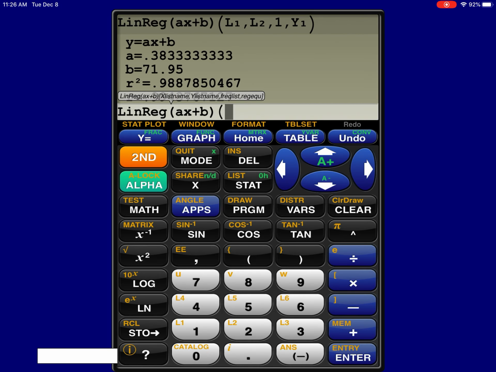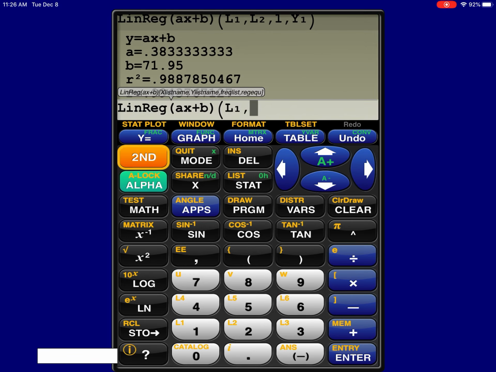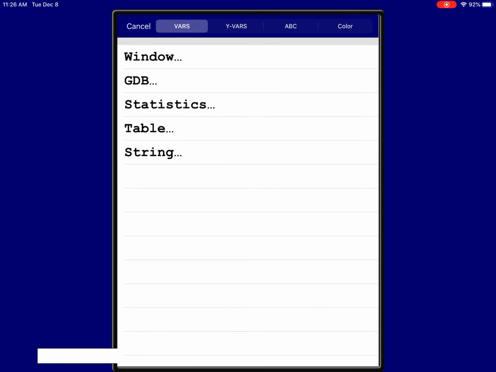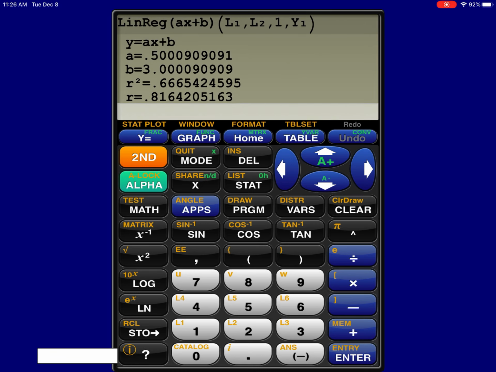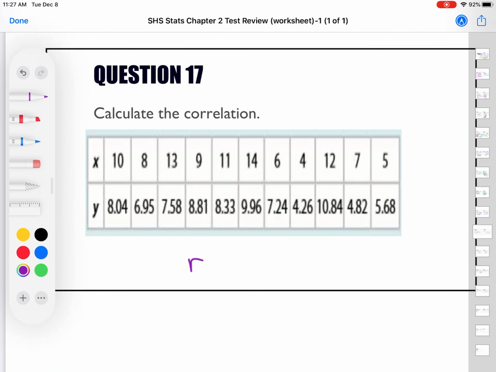Okay. Press stat, calc, linreg, I'm using number 5. And then I'm just going to repeat L1, comma, L2, 1 is for frequency, and where do I want to start? Store it, vars, y1. Okay, so here is my correlation now. My correlation R is 0.816. Now again, if you don't see it, make sure your diagnostic is on.